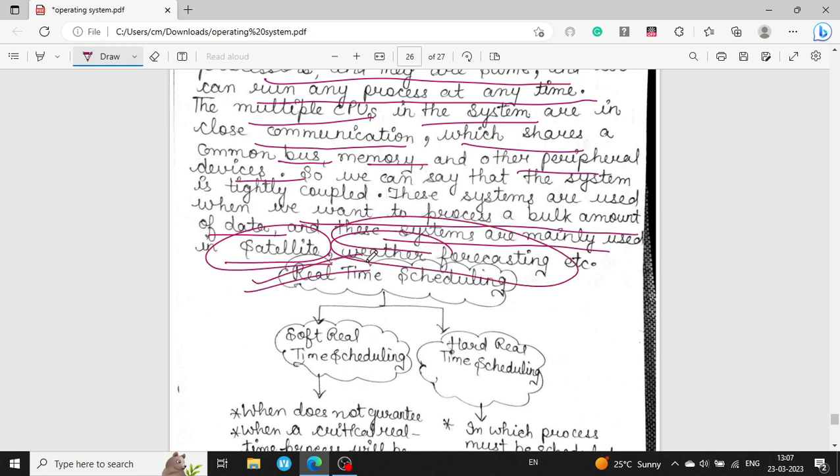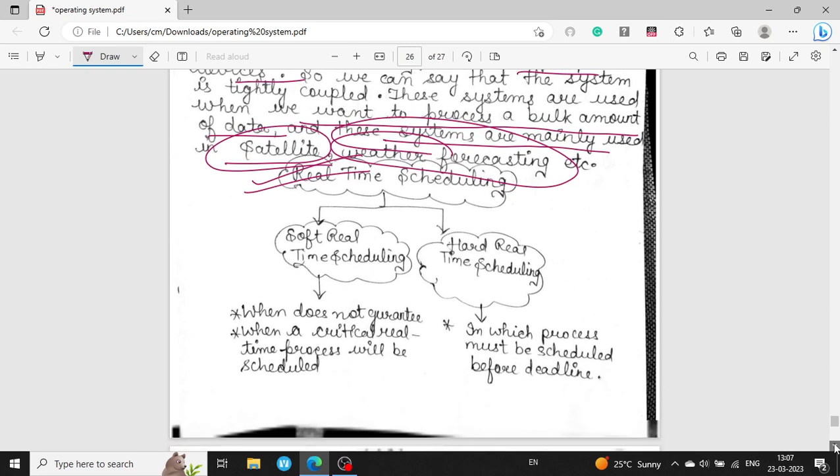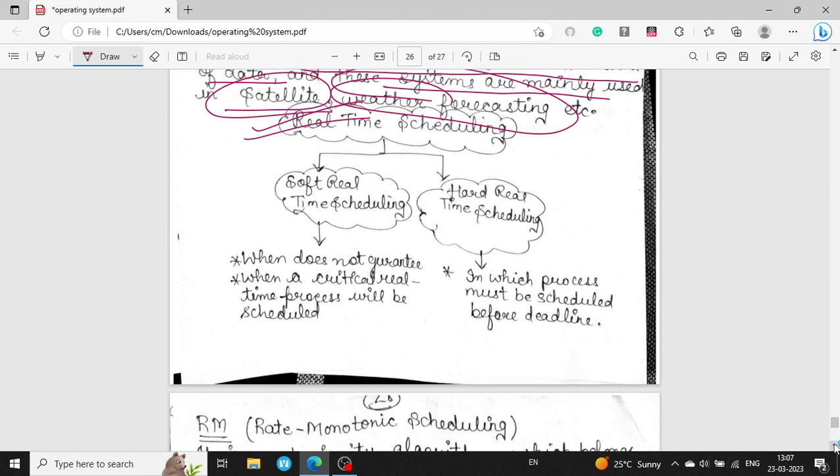Now the next point is real-time scheduling. What is real-time scheduling? Real-time scheduling is divided into two parts: soft real-time scheduling and hard real-time scheduling. Soft real-time scheduling does not guarantee when a critical real-time process will be scheduled. On the other hand, hard real-time scheduling means that processes must be scheduled before the deadline. That is hard real-time scheduling.